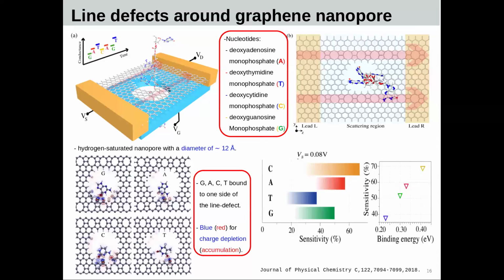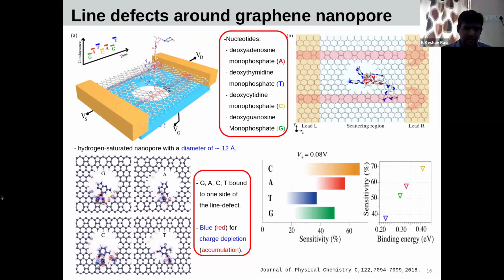So here, when nucleotides pass via the nanopore, they get absorbed or move toward the corner side, and we can see the blue and red colors showing the charge distribution on the carbon atoms. Actually, these carbons are hydrogenated, so we can do that kind of analysis also. So biomolecules can also be sensed. These nucleotides are the basic building blocks of DNA and RNA.